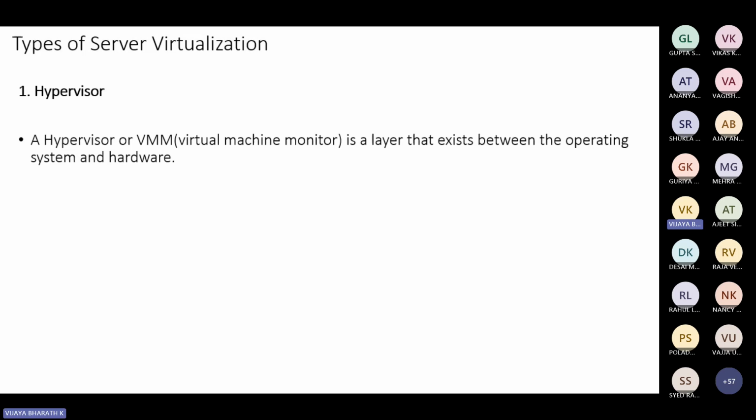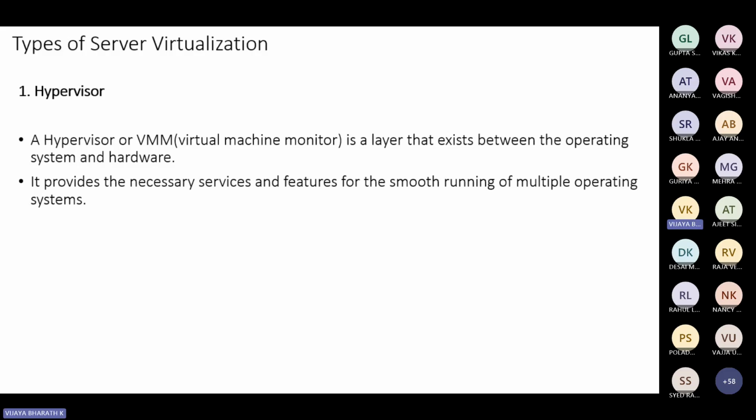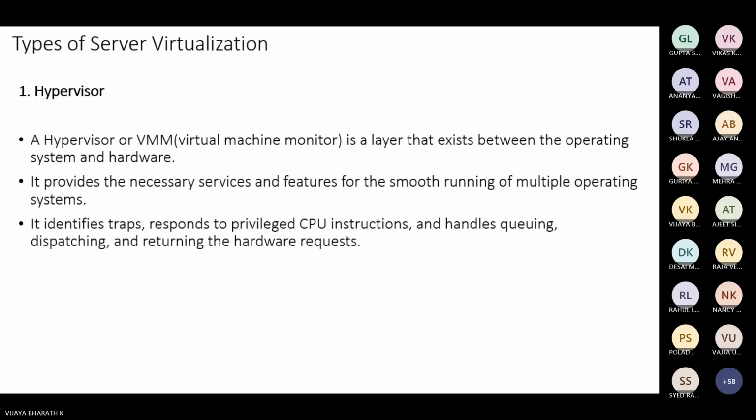Next are the types of virtualization. First is hypervisor based. The hypervisor is the layer which exists between the OS and the hardware. It provides the necessary services and features to run multiple operating systems. It also identifies traps and responds to privileged CPU instructions. What is the meaning of trap? Let's say you have an OS. You would have studied operating systems. Have you guys studied any operating system paper in the previous semester?